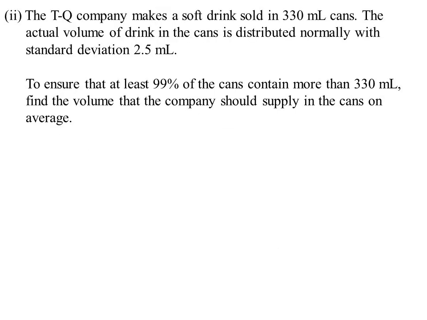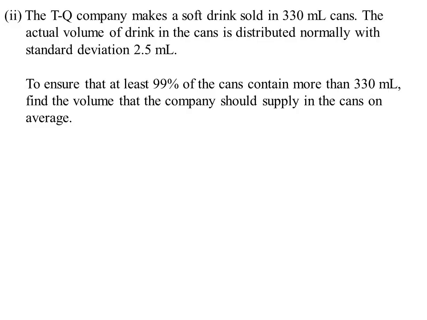The TQ company makes a soft drink sold in 330ml cans. The actual volume of the drink, because they're just using a machine to put the drink in there, they'd get lucky if every single one was always 330ml, but it's normally distributed with a standard deviation of 2.5 mil. This company wants to ensure that at least 99% of the cans contain more than 330. People aren't going to complain if there's more than 330, they'll complain if there's less. So we've got at least 99% of the cans more than 330, and we're going to be happy.